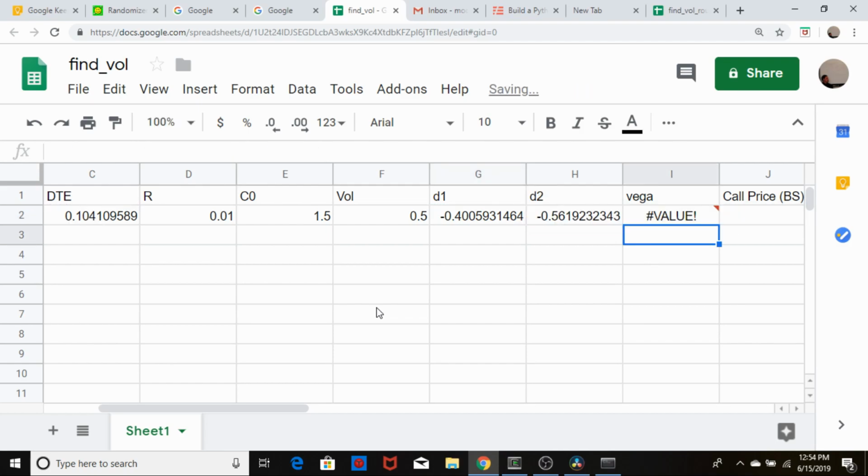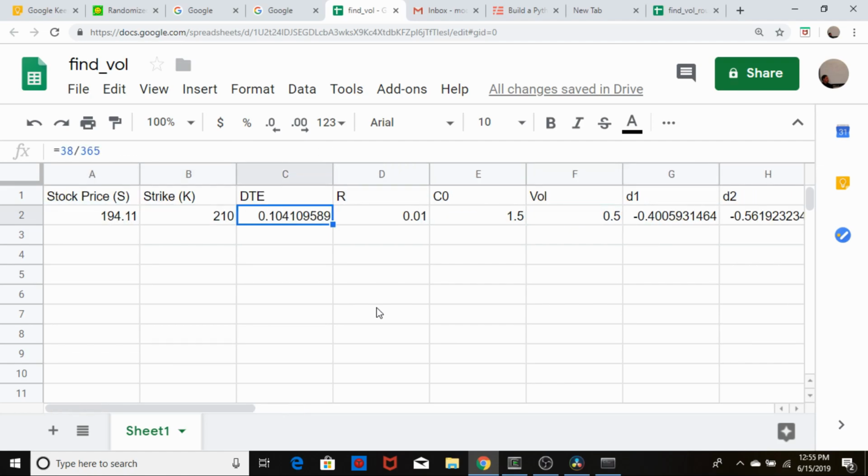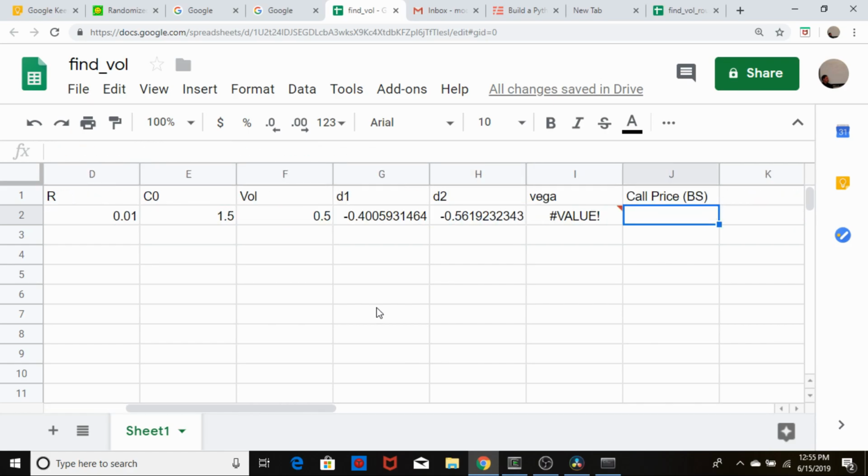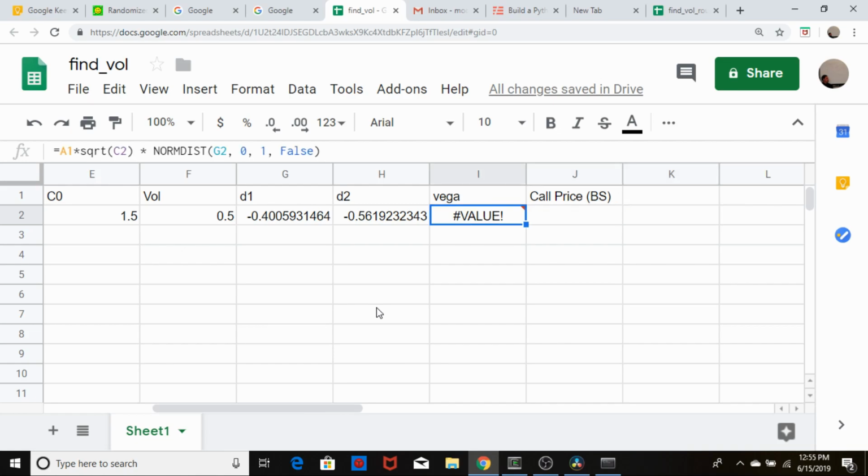So it's giving me a value. Why is it giving me a value? A1 times the square root of, oh, it's A2. It's A2 and C2. A2 and C2. So there we go. There's Vega. So now we need the Black-Scholes call price.